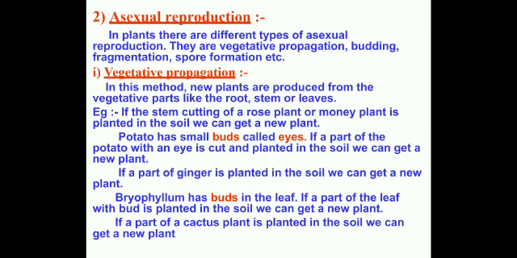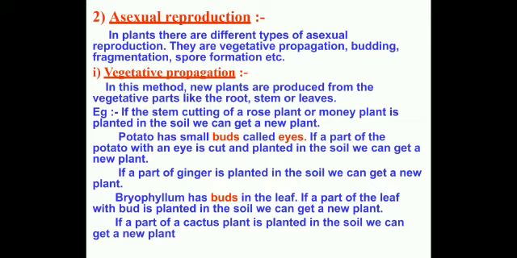For example, if the stem cutting of a rose plant or money plant is planted in the soil, we get a new plant. So here there is no need of seeds. We can directly get the new plant by stem cutting. Then the second example is potato. Potato has small buds which are called eyes. If a part of the potato with an eye is cut and planted in the soil, we get a new plant. So in potato again, there is no involvement of seeds.